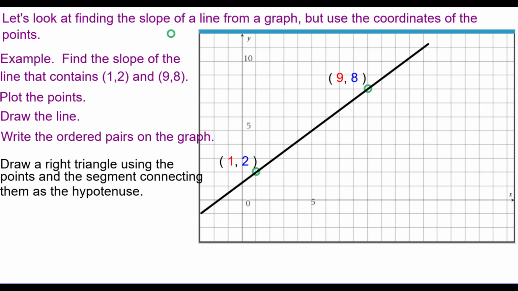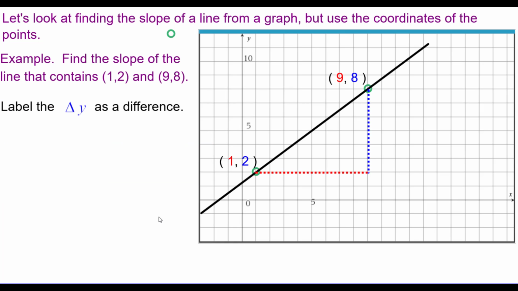And draw a right triangle using the points in the segment connecting them as the hypotenuse. And we're going to use blue for the vertical leg and red for the horizontal leg. Now here's going to be a little bit different. I would like you to label the change in y as a difference of 2 numbers. So in this case, the y coordinates going from green up here to this green is going to be 8 minus 2, which is 6.